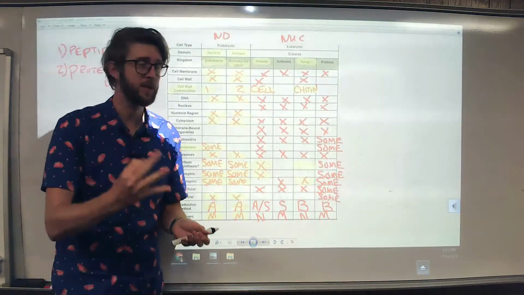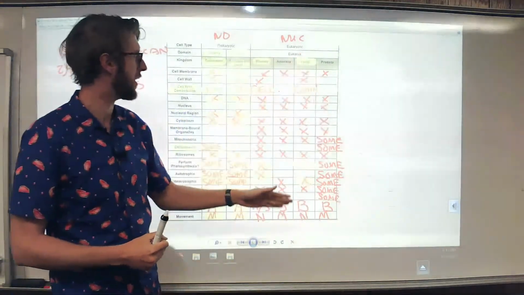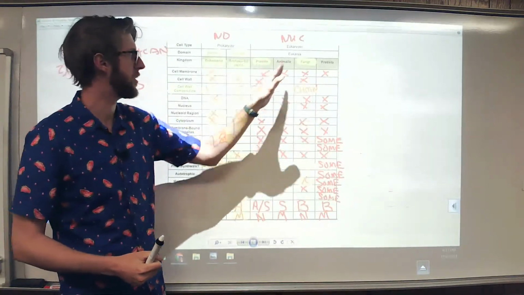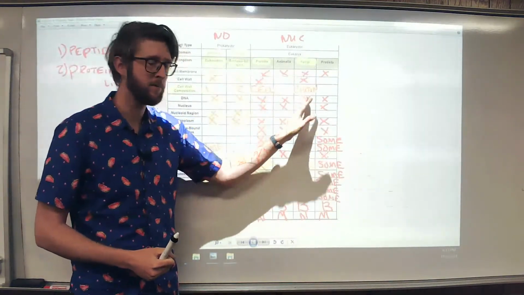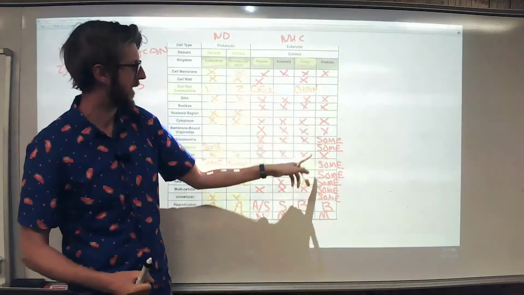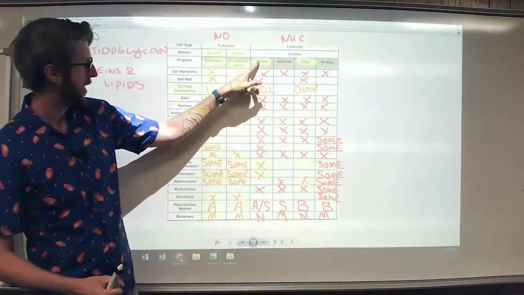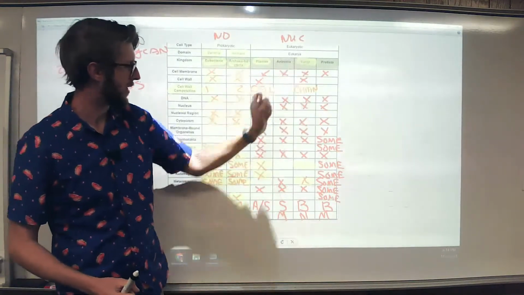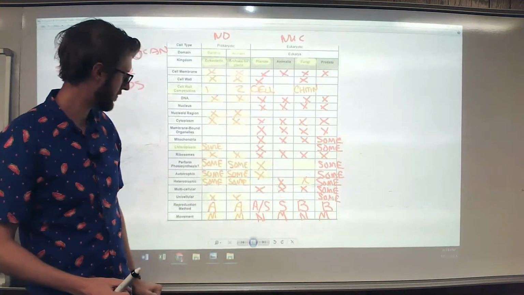So again, the three things different between plants and fungi: their cell walls are made up of different stuff. Plant cell walls are cellulose, fungi are chitin. Plants do photosynthesis, fungi do not. And plants are autotrophic, fungi are heterotrophic.